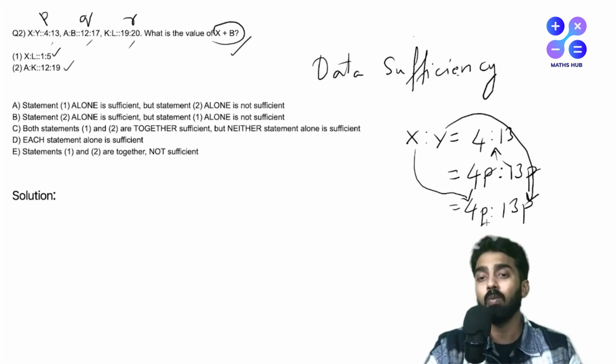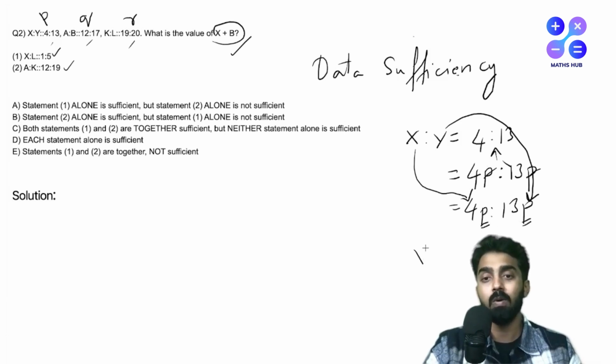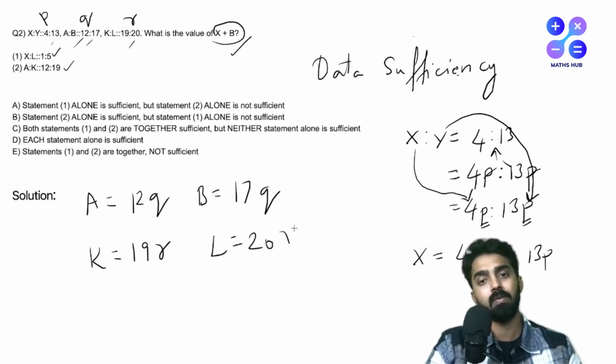So we don't know what that particular number is. It could be 1, 2, whatever in between. So now we can say x equals 4p and y equals 13p. Similarly, a would be 12q, b would be 17q, k would be 19r, and L would be 20r. So these are our 6 values.